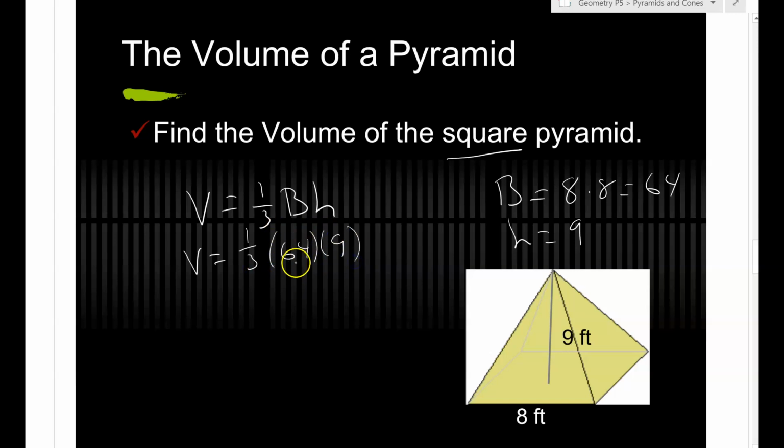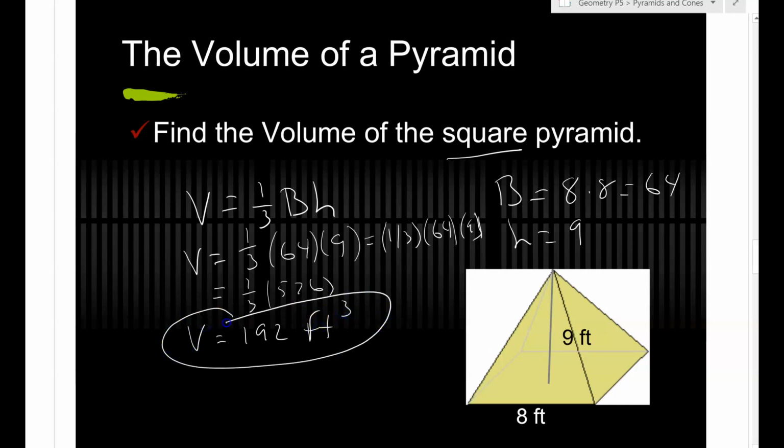A couple different ways we could do this. One, we could multiply 64 and 9, leave the 1/3 there. This gives me 576. And then you go 576 divided by 3. That might be the easiest. Don't necessarily change that to a decimal. Leave it as 1 divided by 3. The other way in a calculator, if you were going to type this as is, I would go 1 divided by 3 times 64 times 9. That would probably be the best way. Either way, when you're all said and done, 192 feet, and its volume, so it's cubed. So volume of a pyramid shouldn't be too bad.